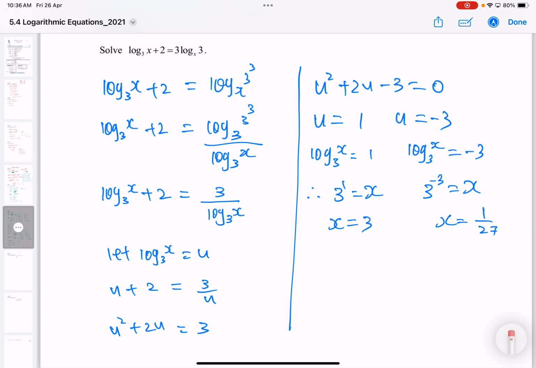How many marks is this question? I would say that this one should be about a 6 marks question. This should be about a 6 marks question.